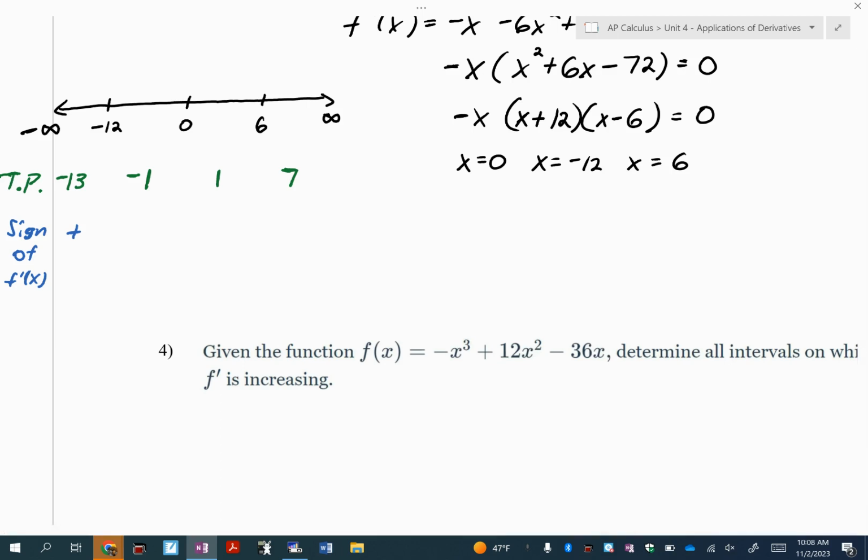Negative 1 plus 12, positive. Negative 1 minus 6, negative. So that's a positive times a negative, which is a negative. What's the opposite of negative 1? A positive times a negative gives you a negative.